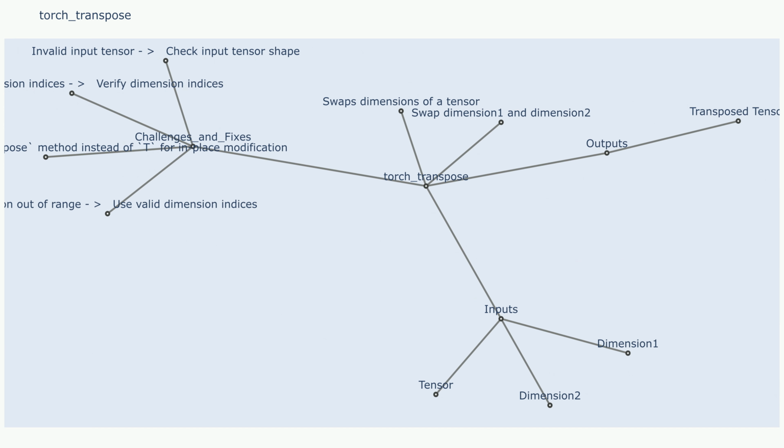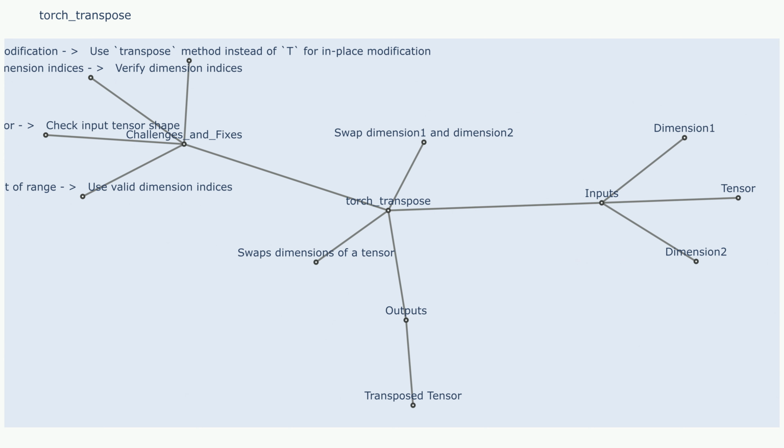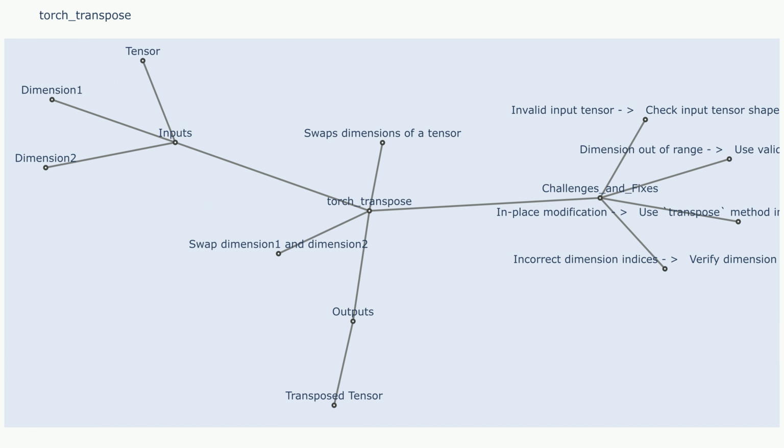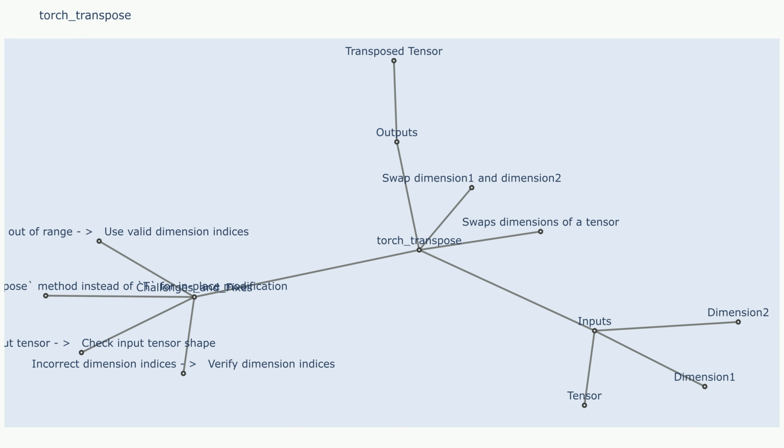Challenge 2: using torch.transpose on tensors with more than 2 dimensions might require additional clarification about the desired transposition. Sample use case that resulted in challenge 2: if you have a 4D tensor and want to swap the first and last dimensions, you'll need to specify how to handle the intermediate dimensions. Fixes to challenge 2: for multi-dimensional tensors, consider using torch.permute for more flexible control over dimension reordering.